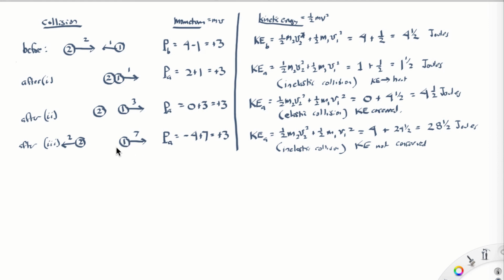What's happening in that case is that the dynamite had some chemical energy stored in the bonds between the atoms. And when they strike and ignite, that chemical energy is turned into energy of motion, or kinetic energy. So there must have been something like 24.5 joules of chemical energy that was released into kinetic energy. So that's a realistic kind of collision.